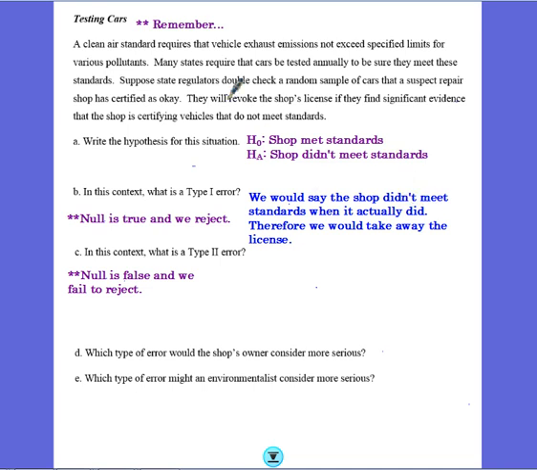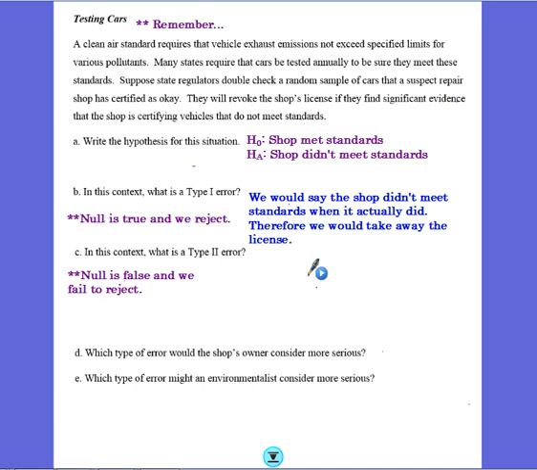And so what would happen, it says they will revoke the shop's license if they find evidence that they're certifying cars that don't meet standards. So what would be a consequence of this is that they would revoke the shop's license, essentially.